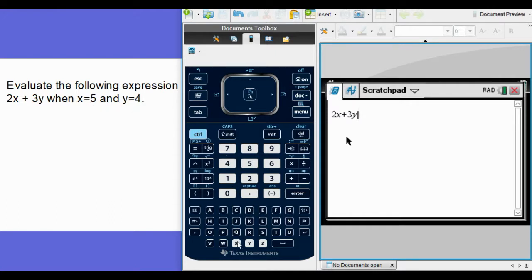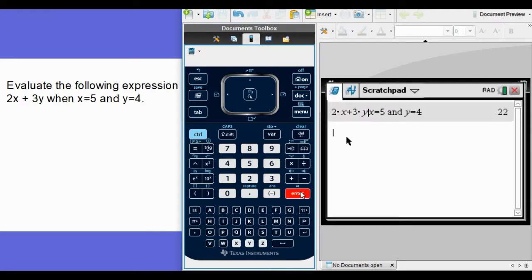So we'll type in x equals 5, and then the word and, then y equals 4. Okay, once you type that in, the calculator's going to plug 5 in for x and 4 in for y and do the rest for you. And our answer is 22. Okay, so it's pretty easy, keeps you from making mistakes.